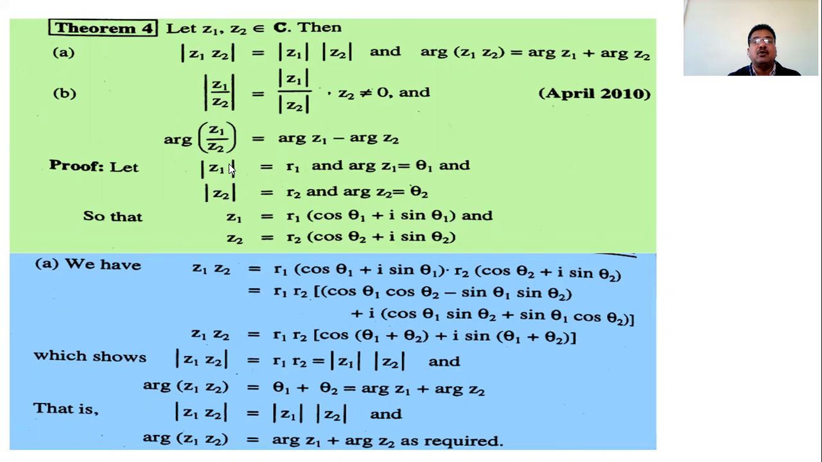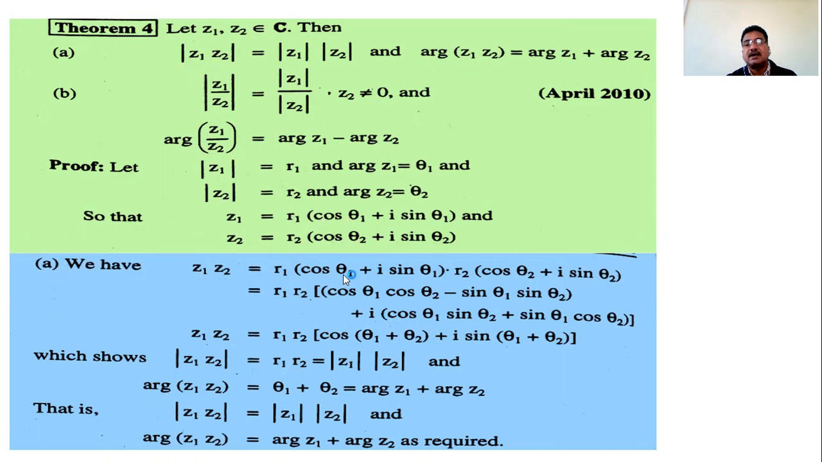So let mod z1 be equal to r1, and argument of z1 is theta1. We assume this, and modulus of z2 is suppose r2, and argument of z2 is theta2, and therefore the polar form of z1 is what? R1 in bracket cos theta1 plus i sin theta1. This is the polar form of z1, and polar form of z2 is r2 cos theta2 plus i sin theta2. So these are the two complex numbers. Then the proof of first, a, that is first find z1 into z2.